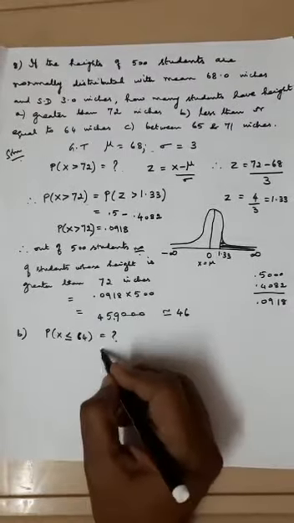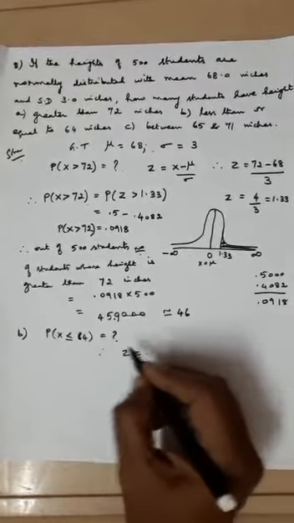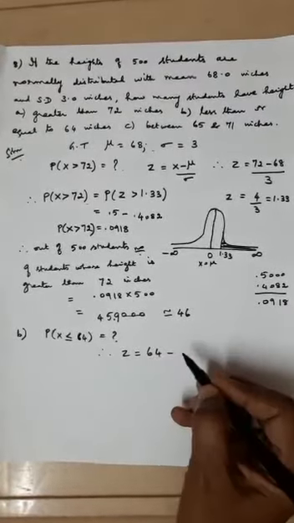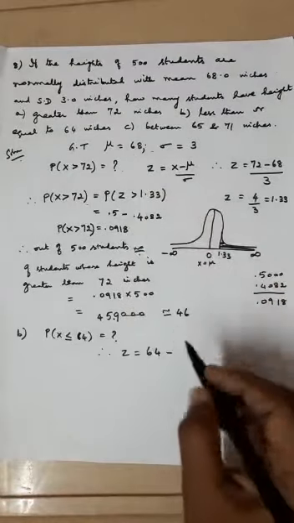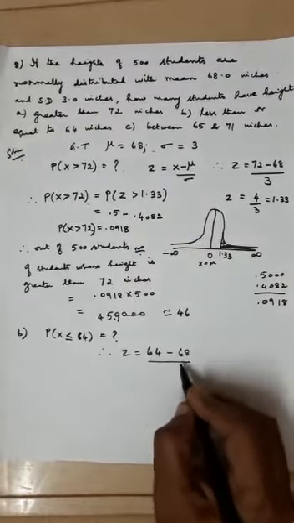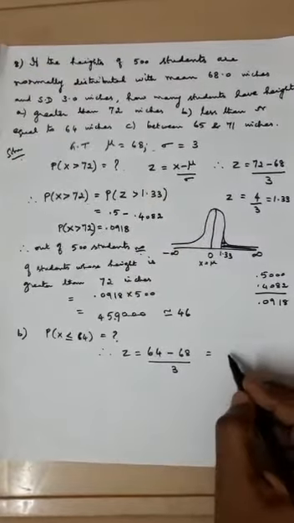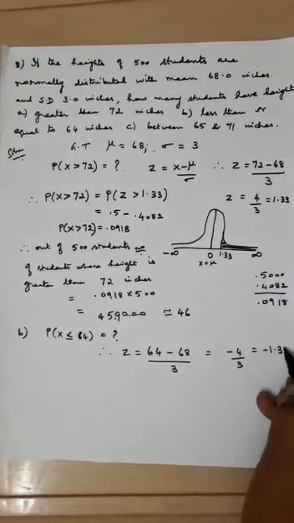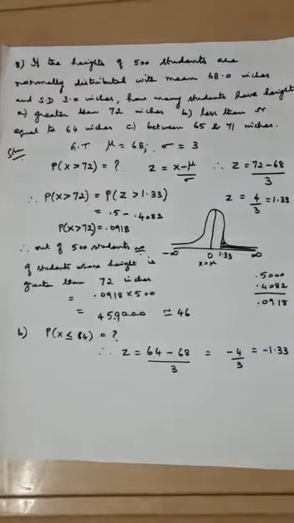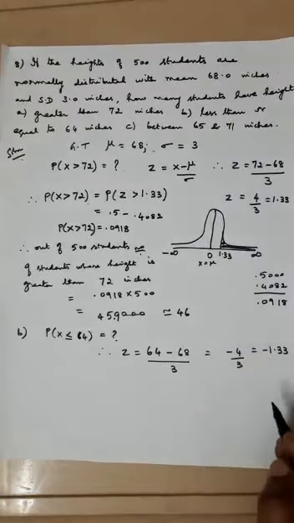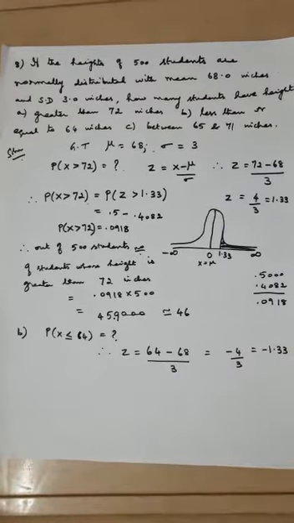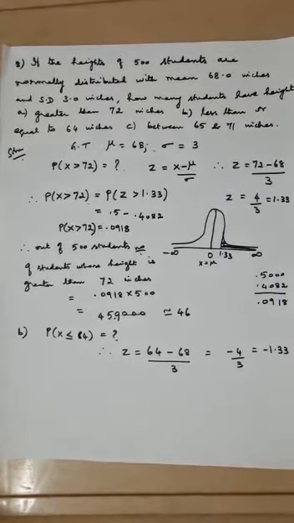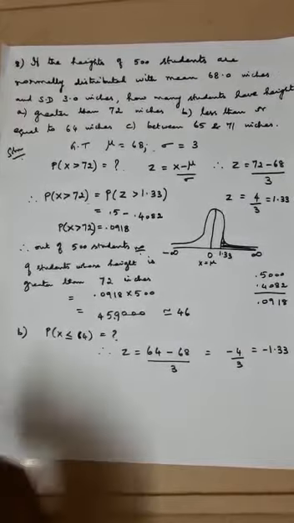Z is equal to X minus mu by sigma. So X is 64 minus your mu, which is 68, by sigma, which is 3. 64 minus 68 will be minus 4 by 3, which is equal to minus 1.33. So now we have to see where minus 1.33 will lie. As in the previous case, we had 1.33 to the right.